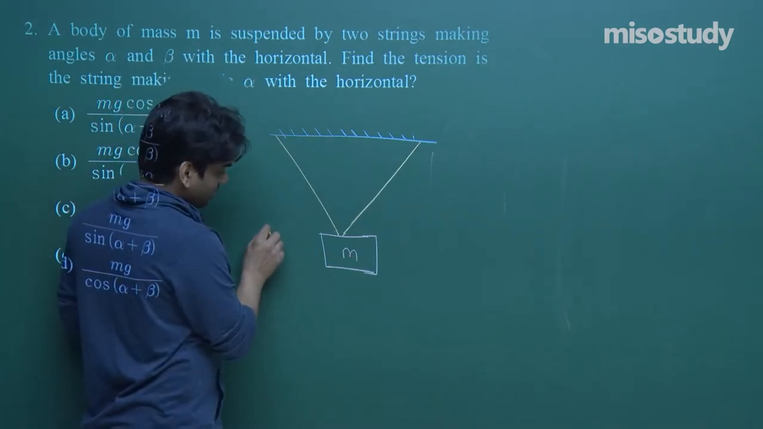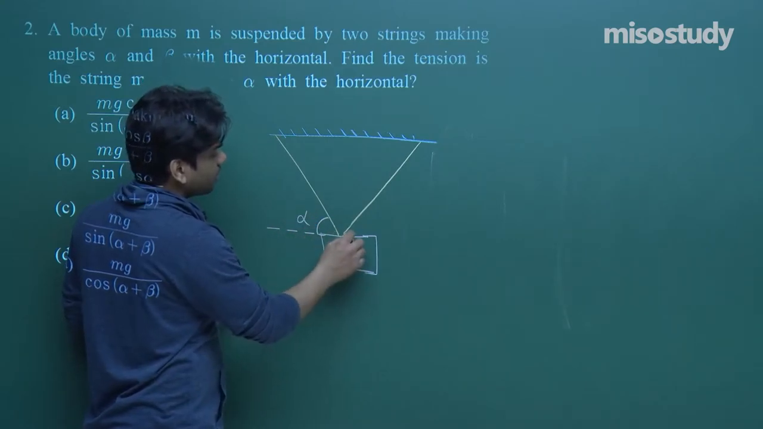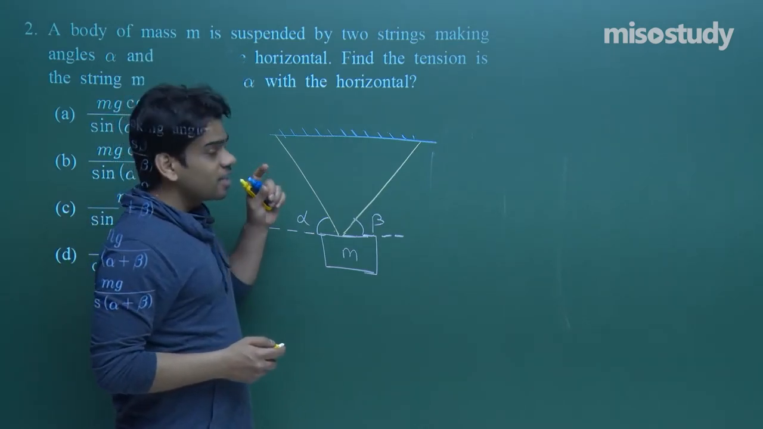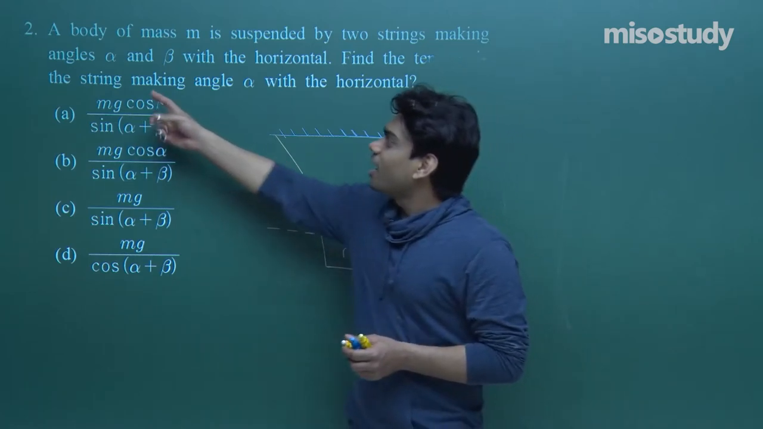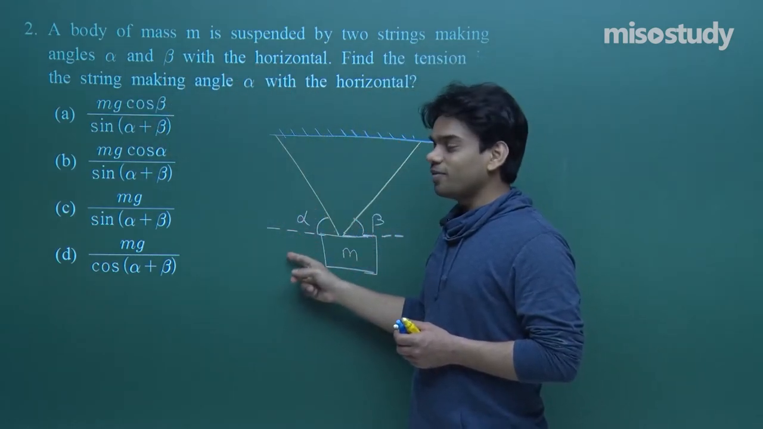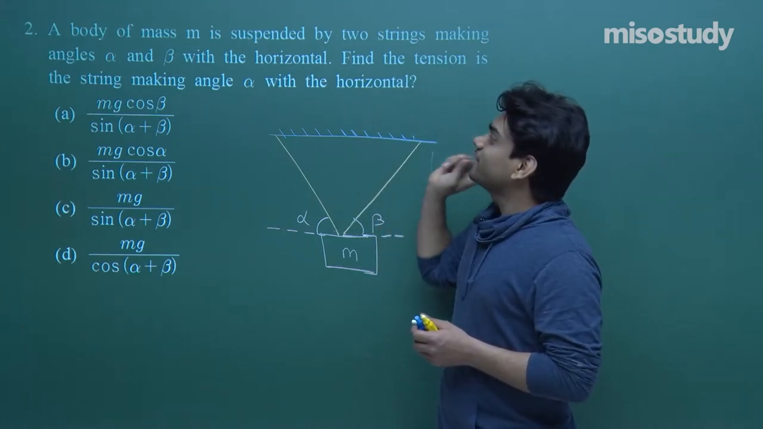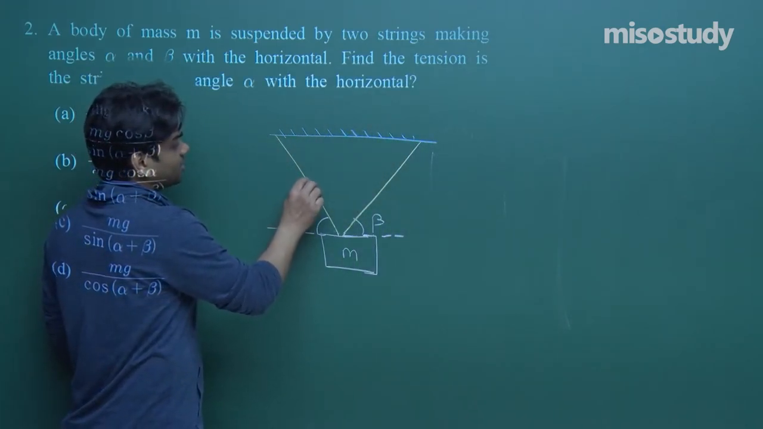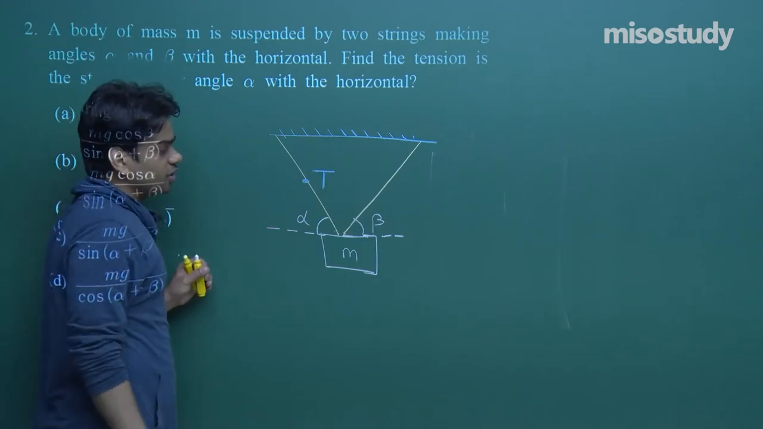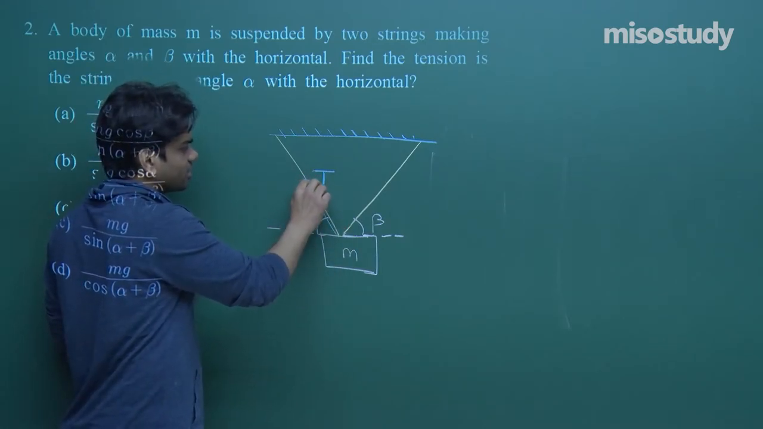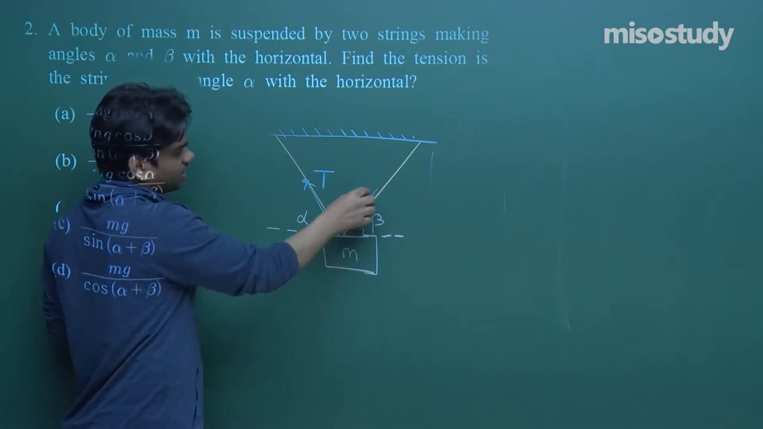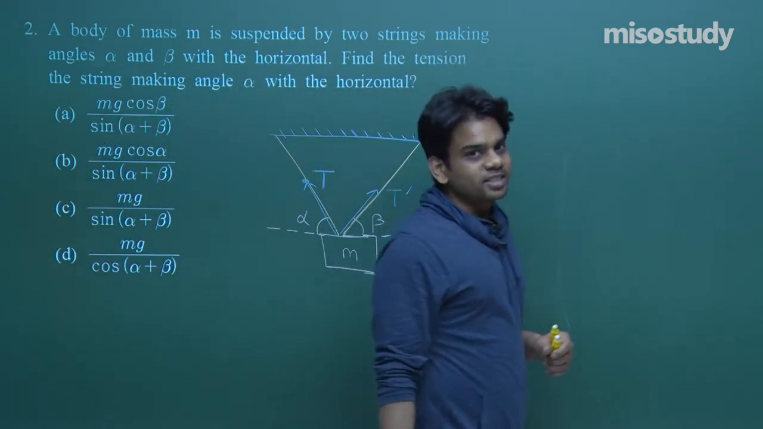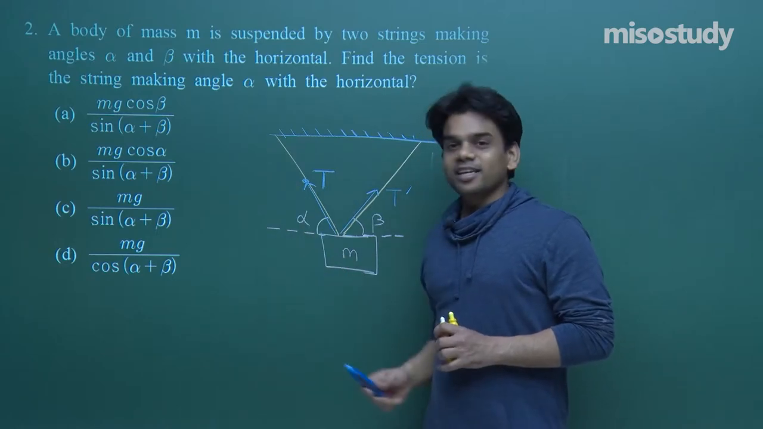Now see here, it's given that the angle they make is alpha, and this is beta. Both the strings make angles alpha and beta with the horizontal. So this string makes an angle alpha, this string makes an angle beta. We need to find the tension in the string making angle alpha with the horizontal. Let's say this is tension T, and here the tension acting is T dash, in the other string, and tension T is acting in this part of the string.